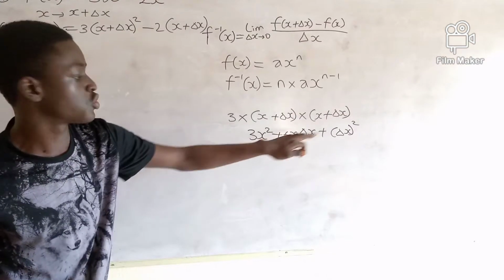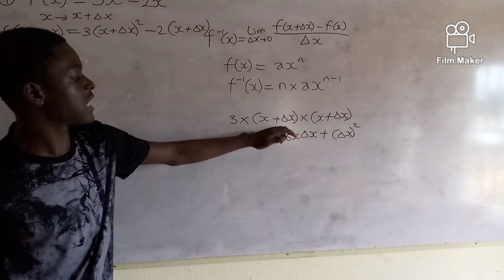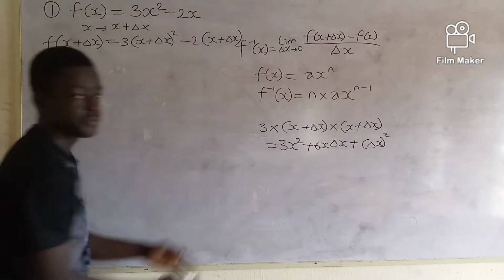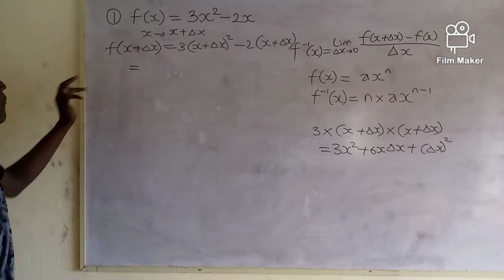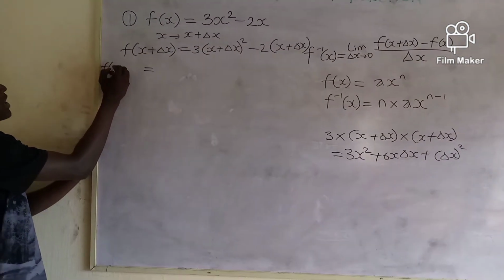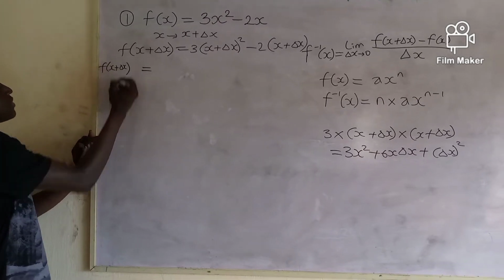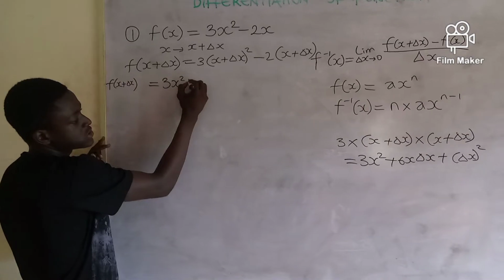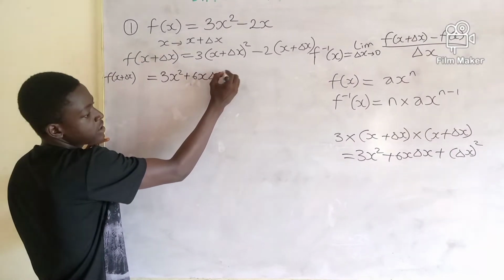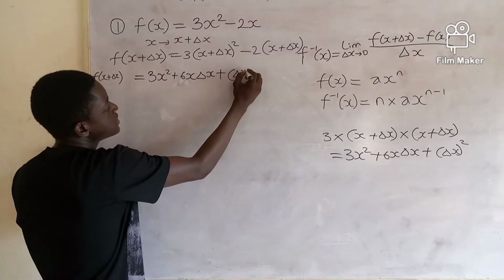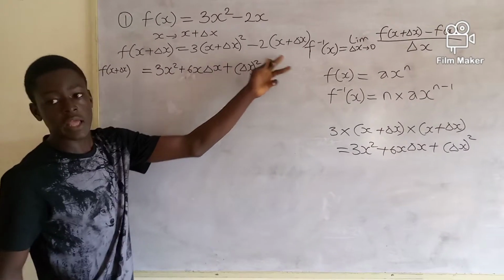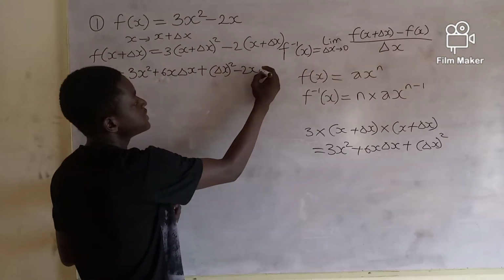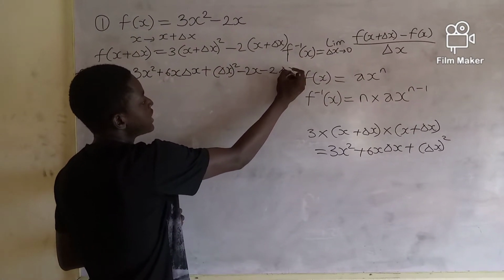Using normal expansion, you use 3 to multiply this and use this to multiply this. Now having that, our answer will be this. Now from here, f(x plus dx) is equal to 3x squared plus 6x dx plus dx squared, then minus 2 times x gives us minus 2x, minus 2 times plus dx gives us minus 2 dx.